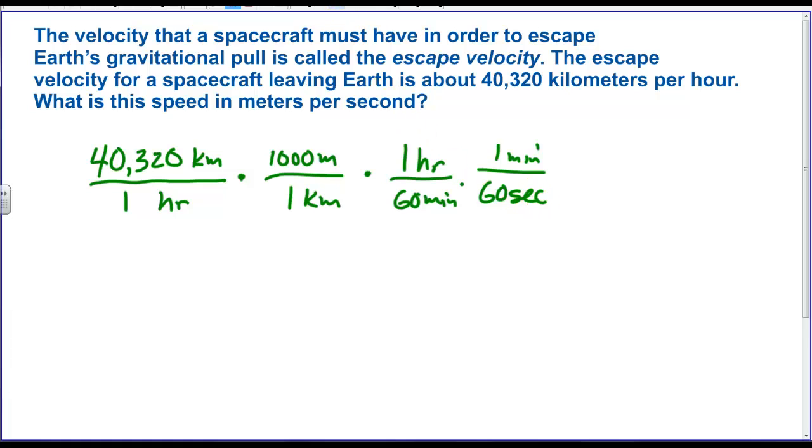So you'll notice now I get to reduce kilometers with kilometers, hours with hours, minutes with minutes, and I end up with units of meters per second. I'm going to multiply the numerator and divide that by the denominator and end up with my meters per second unit. And I end up with the following, roughly 11,200 meters per second. And that's my escape velocity.